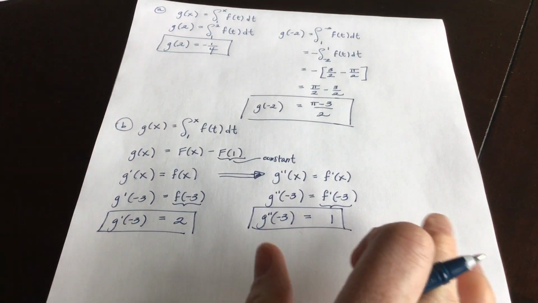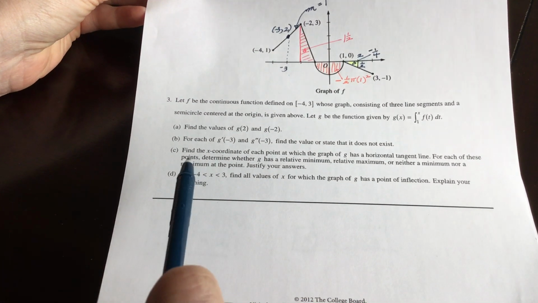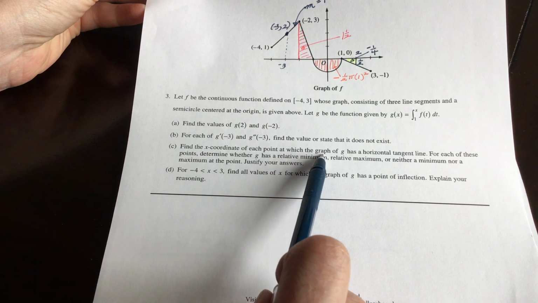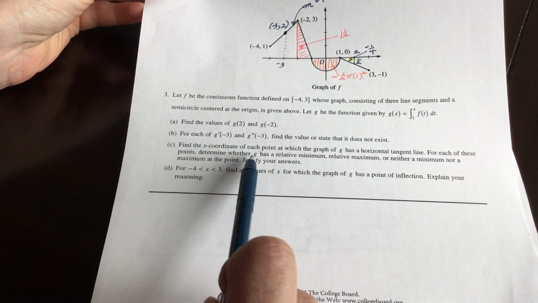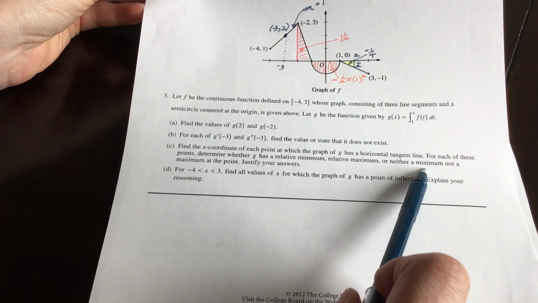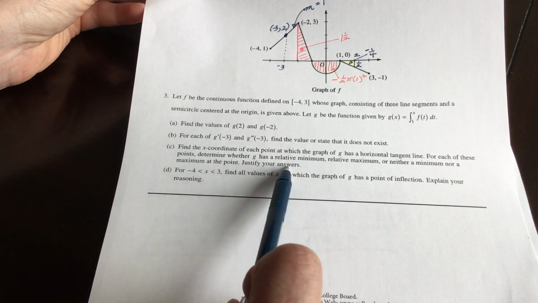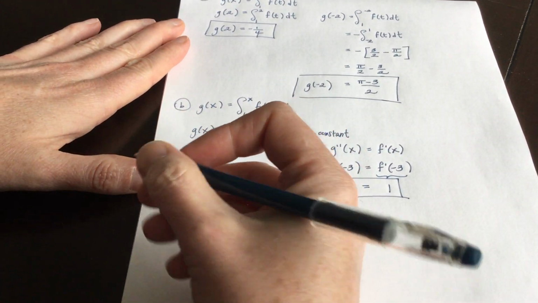All right, my friends, moving on to part C. Part C says, find the x coordinate of each point at which the graph of G has a horizontal tangent line. For each of these points, determine whether G has a relative minimum, relative maximum, or neither a minimum nor a maximum at the point. Justify your answers. I always do my justifications first, so let's go ahead and get started on that.